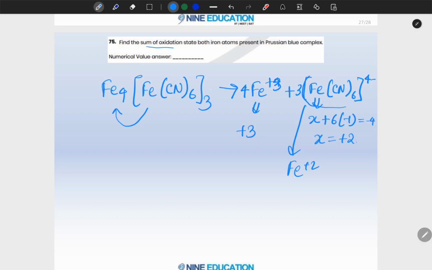So we need to find the sum of the oxidation states of both the irons. So this is plus 2 and this is plus 3, and the overall value will be 5. If I add up these two values, I get 5. So the sum of oxidation states will be 5.